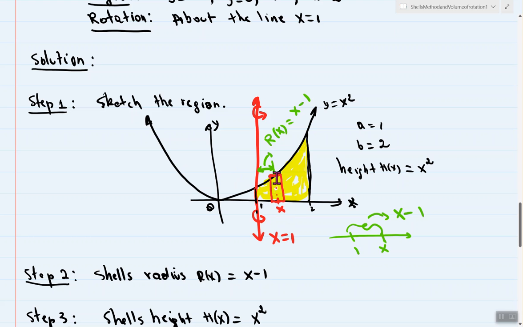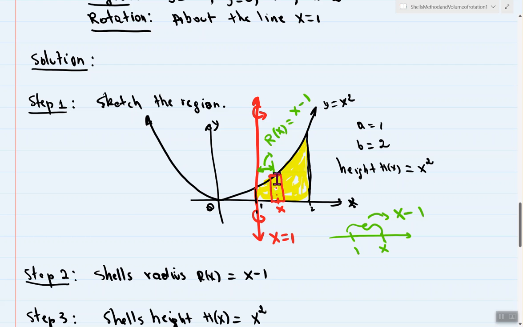The height of the cross-sectional rectangle is basically the height of the function, because at this point here we have y equals x squared, and at this point we have y equals 0. So the difference between y equals x squared and y equals 0 is x squared minus 0, which is x squared. So we write down the height as a function of x: h of x equals x squared.